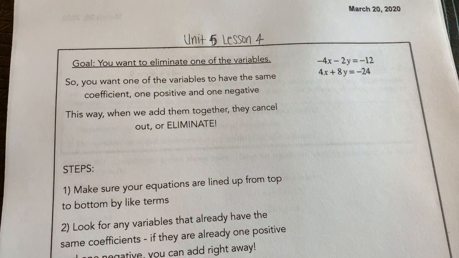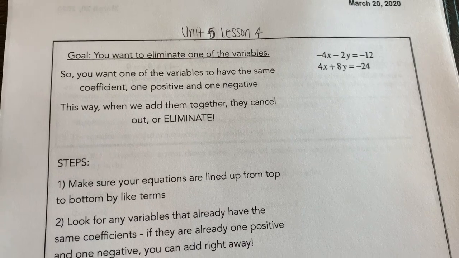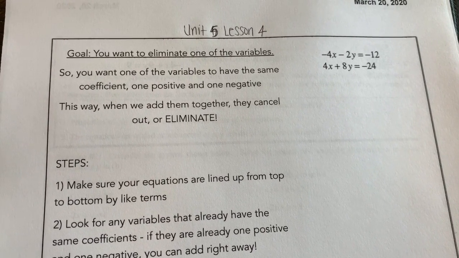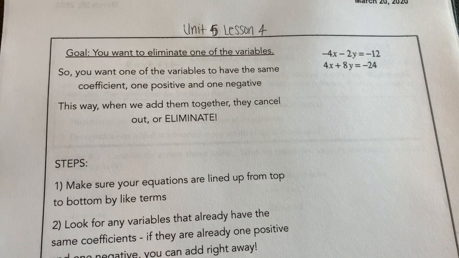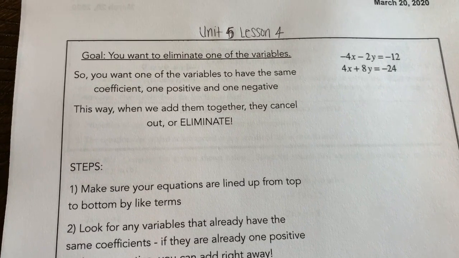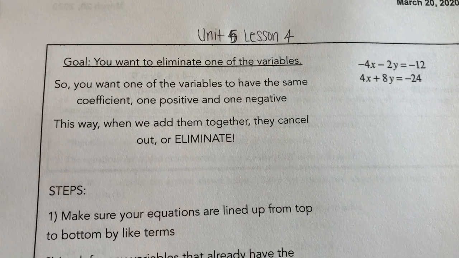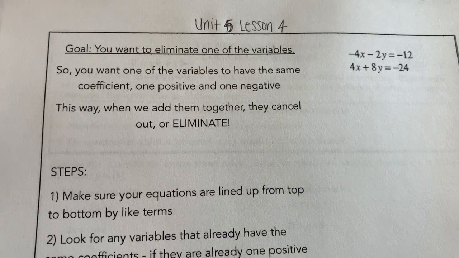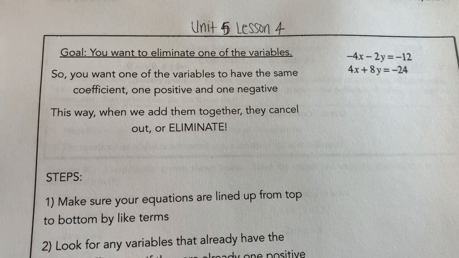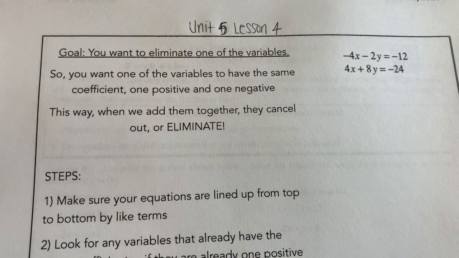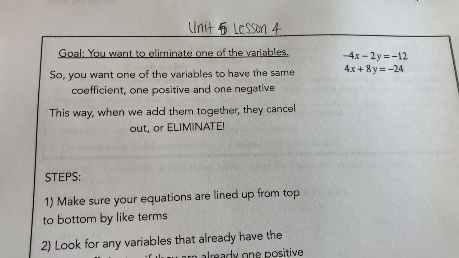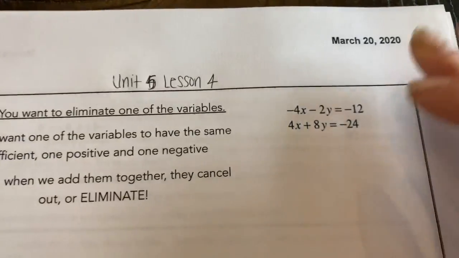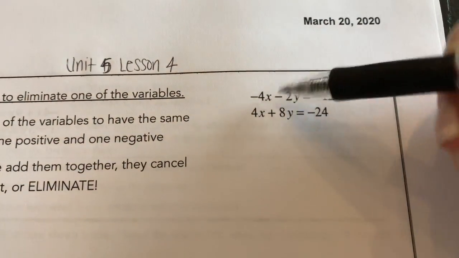Okay, so today we're going to learn the other algebraic method to solve a system of equations, and that's called elimination. This is the method of elimination. The goal for elimination is, as the name suggests, we want to eliminate one of the variables. So the idea is you want one of the variables to have the same coefficient, one positive and one negative, because that way when we add them together, they'll cancel out or eliminate. So if you look at my example here, this is what our goal is.